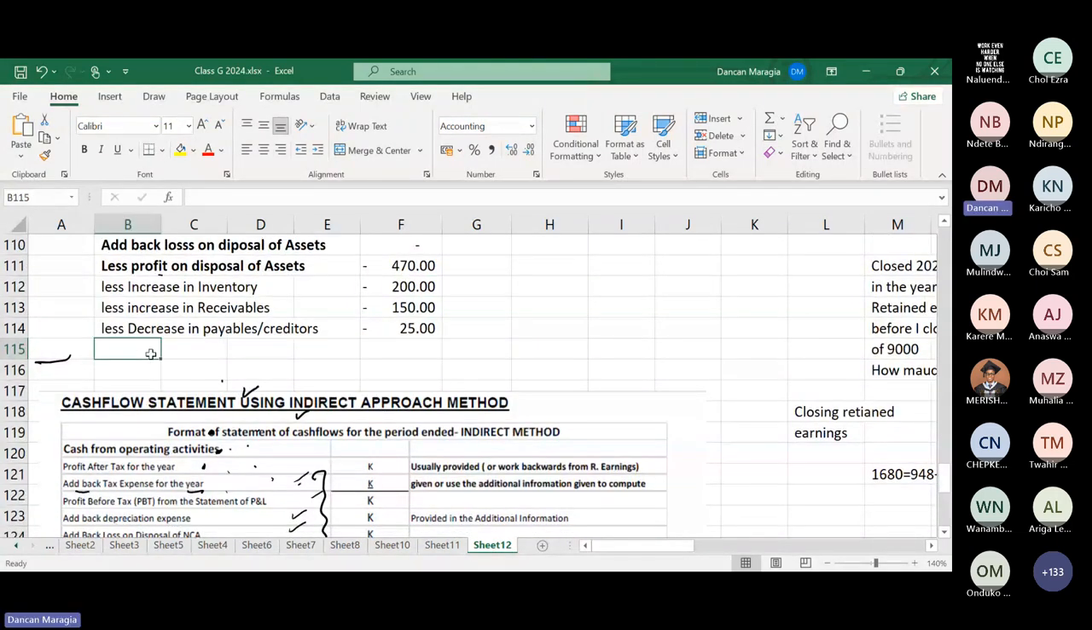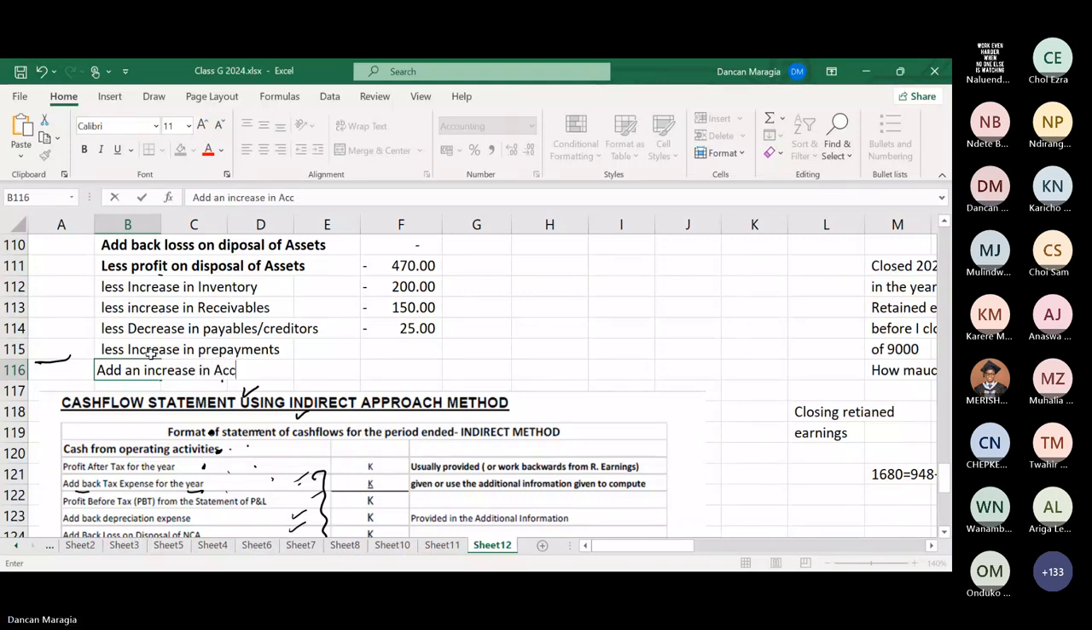So less increase in prepayments, add an increase in accruals.